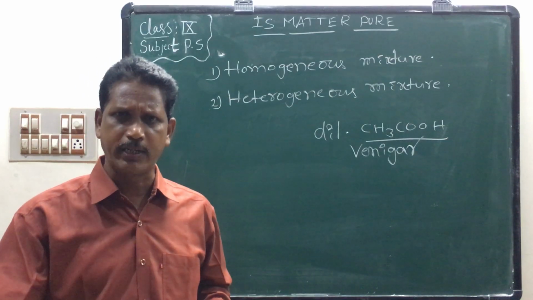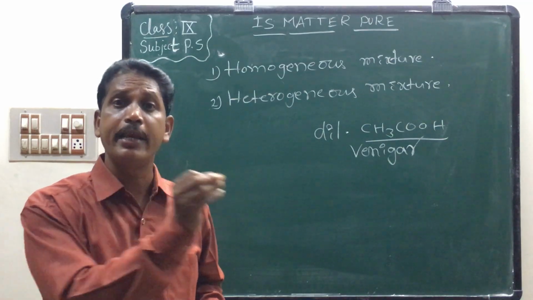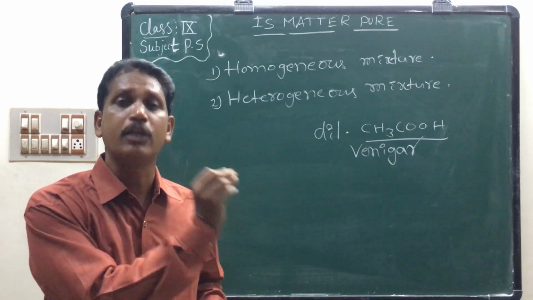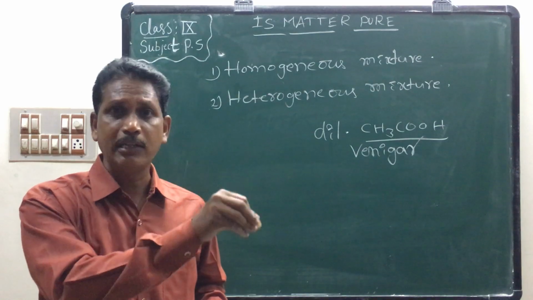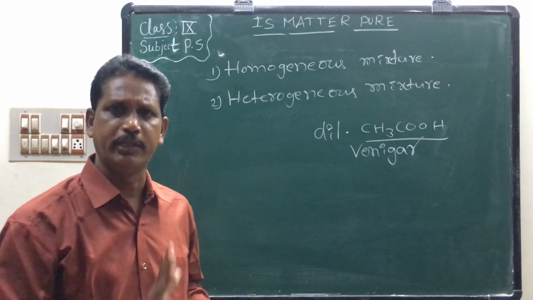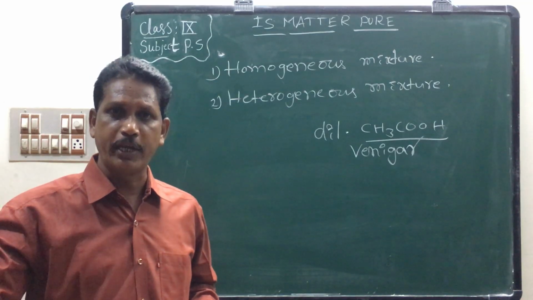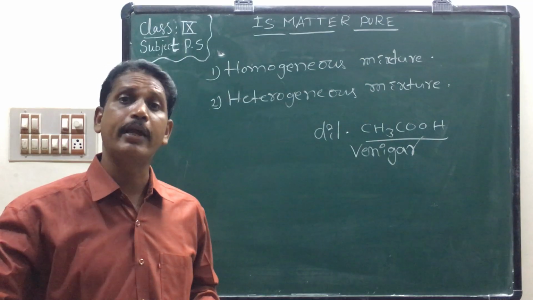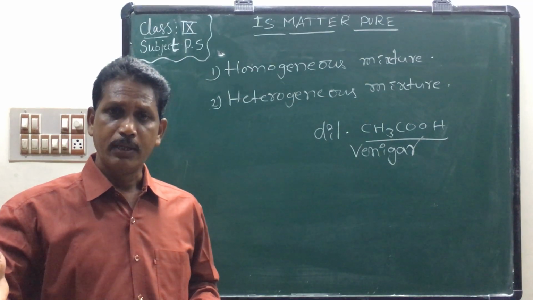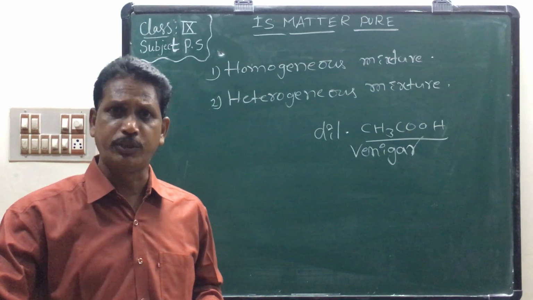Sand does not dissolve in water. Salt does not dissolve in kerosene. Water is an ionic substance. Salt is also an ionic substance. Ionic substances dissolve in ionic solvents. Kerosene is a covalent substance. Sand is an ionic substance, so it does not dissolve in a covalent substance.